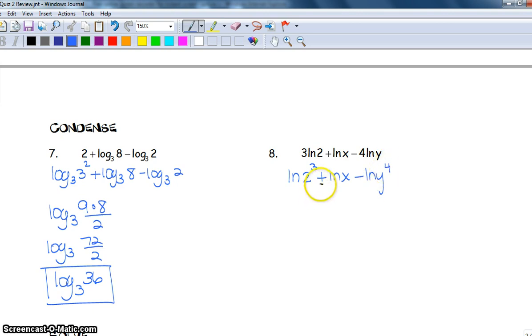So again, we're starting with adding these two pieces together. So that means I'm multiplying. 2 cubed is 8 times x, and then the subtraction means I'm dividing the whole thing by y to the 4th.